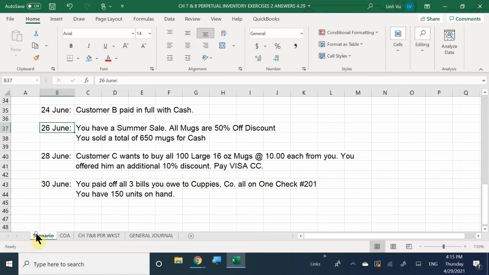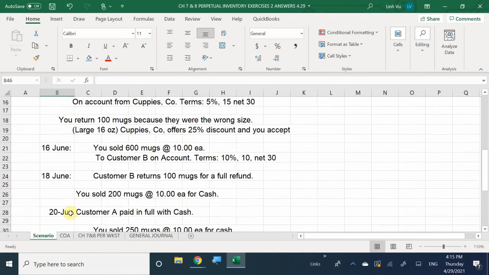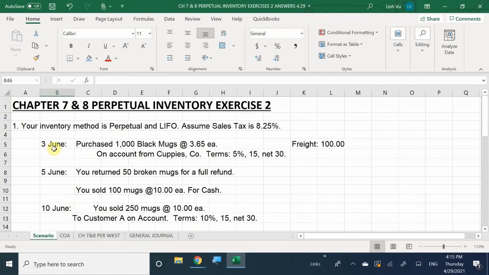Okay. So last but not least, you're going to pay all 3 bills that you owe to Cuppy's Co. all on one check, number 201. And you should have a total of 150 units left on hand, which we do. So let's look at how many purchases we've made. We've made a total of 3 purchases. The first purchase we made was on June 3rd. Now, we had problems and issues with this purchase because we ended up getting 50 broken mugs in this purchase.